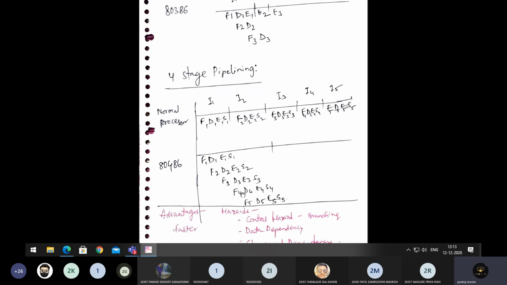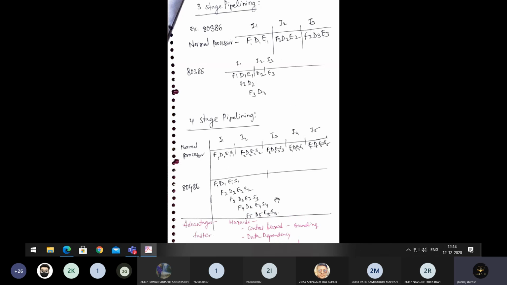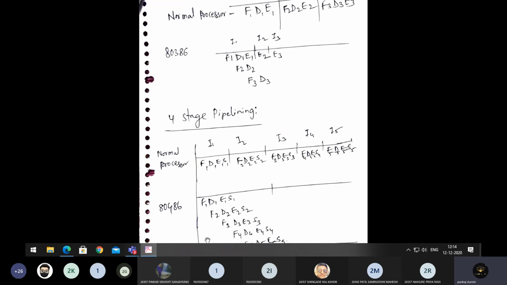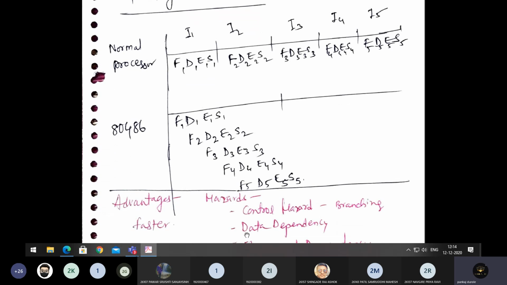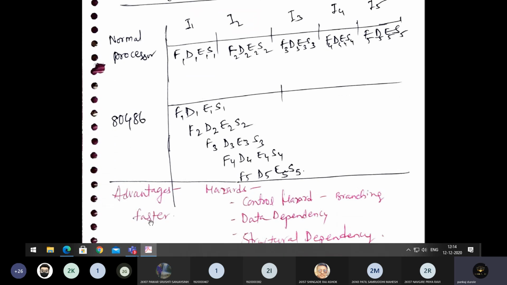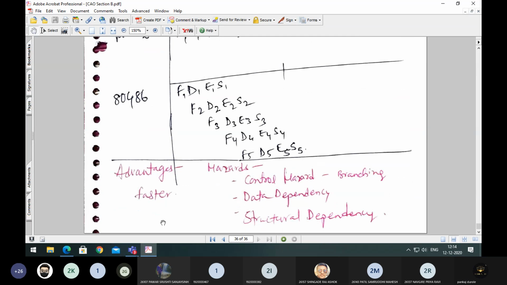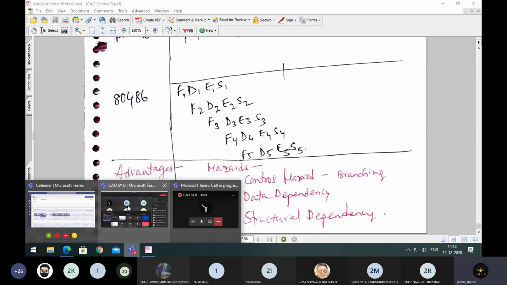But as we go on increasing the number of stages of the pipelining from 2 stage to 3 stage to 4 stage, you can observe that the parallel processing is increasing and a lot of time is saved. There are different advantages and even hazards of this. The advantage is that it is very fast. The hazards are that branching happens in case of controlling the instructions, and data dependencies and structural dependencies are increasing. So this is how instruction pipelining can be understood.